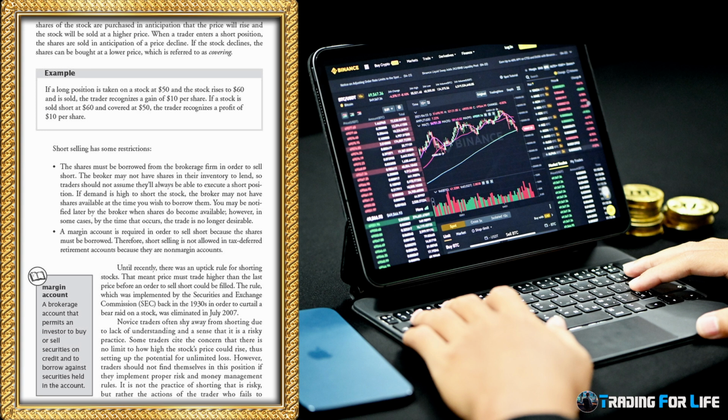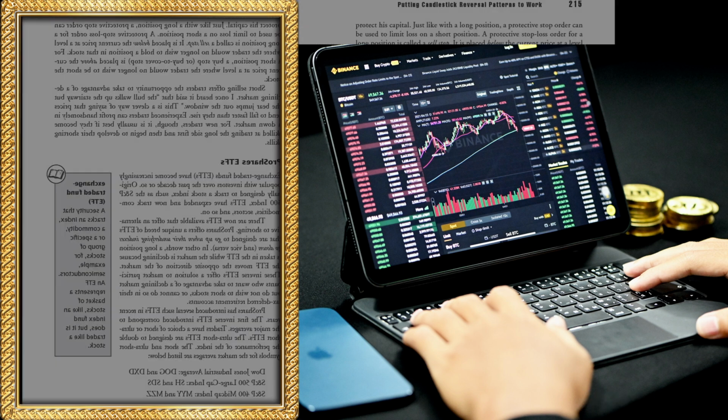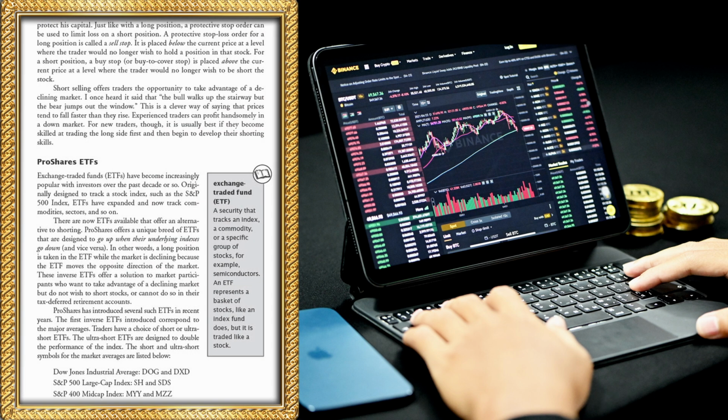It is not the practice of shorting that is risky, but rather the actions of the trader who fails to protect his capital. Just like with a long position, a protective stop order can be used to limit loss on a short position. A protective stop loss order for a long position is called a sell stop. It is placed below the current price at a level where the trader would no longer wish to hold a position in that stock. For a short position, a buy stop or buy to cover stop is placed above the current price at a level where the trader would no longer wish to be short the stock.